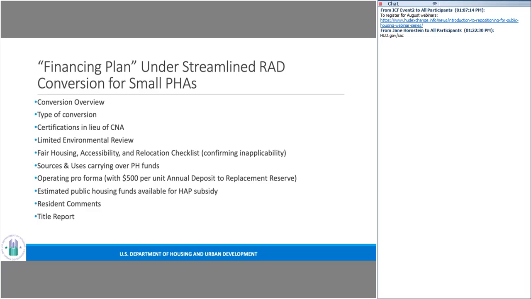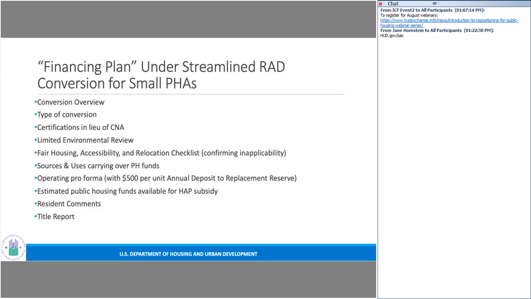There's a conversion overview where you provide an overview of what you're proposing. You tell us if you're converting to project-based vouchers or project-based rental assistance. We don't require a capital needs assessment, which is standard in all other RAD conversions. Instead, we rely on certifications that I'll talk about on the next slide. There's a limited environmental review, and we'll talk about that on the next slide as well. You fill out a fair housing, accessibility, and relocation checklist, but all of the items on the checklist are almost always inapplicable, so you'll just be submitting that to confirm that to us.